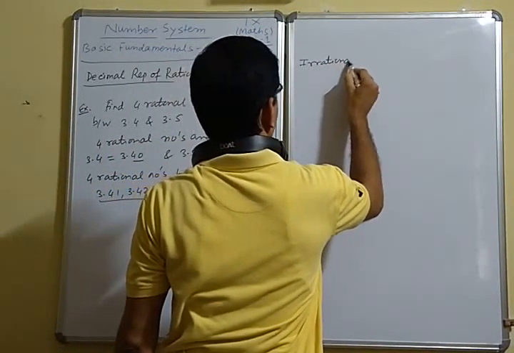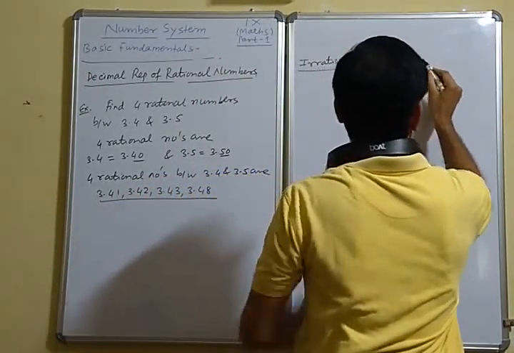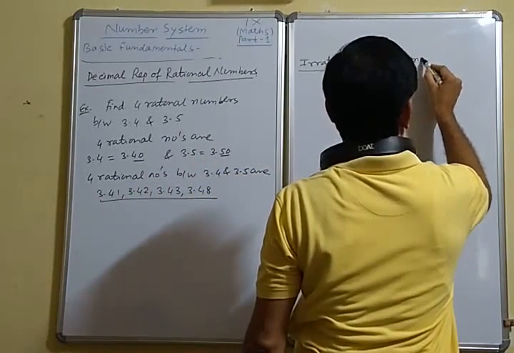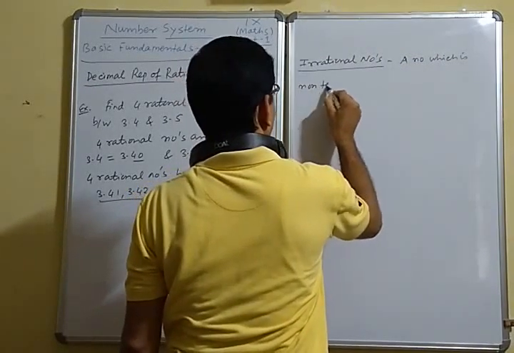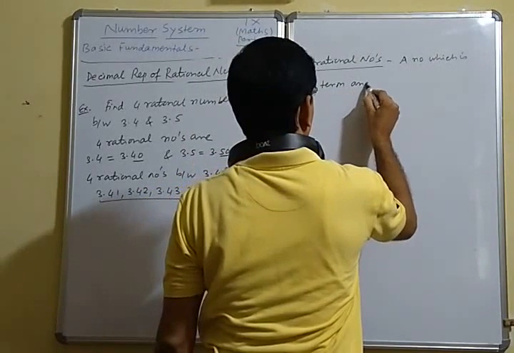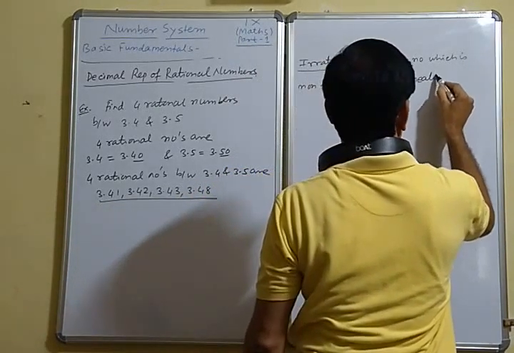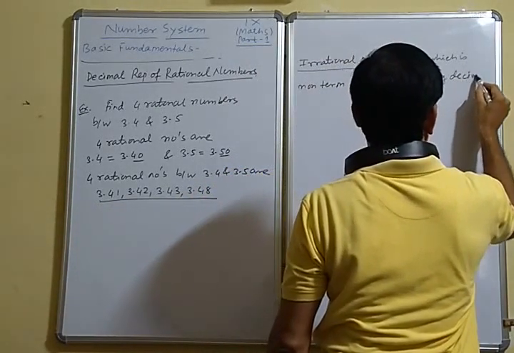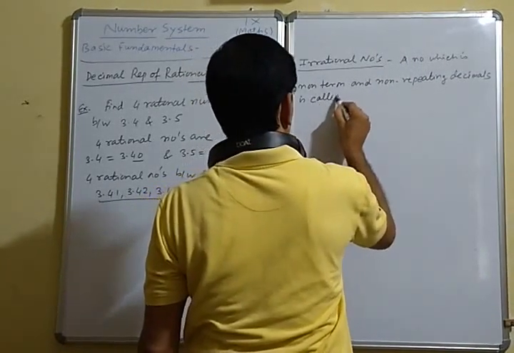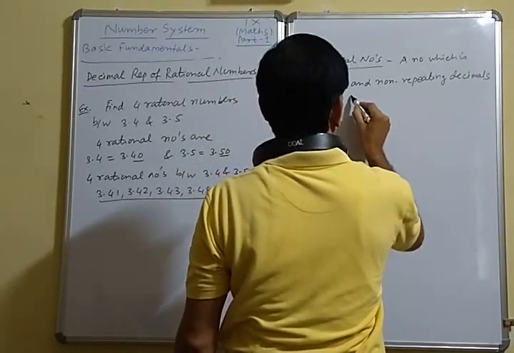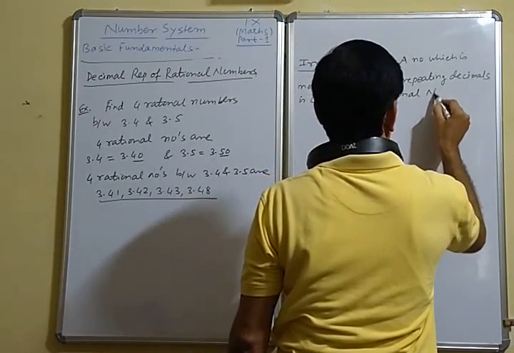Irrational number. A number which is non-terminating and non-repeating decimals is called an irrational number.